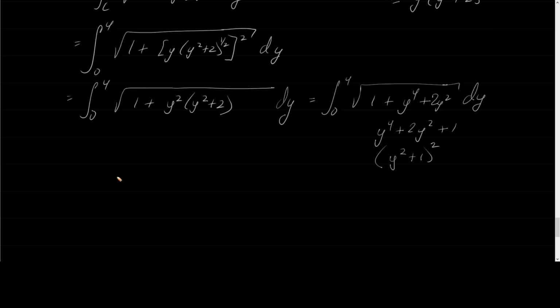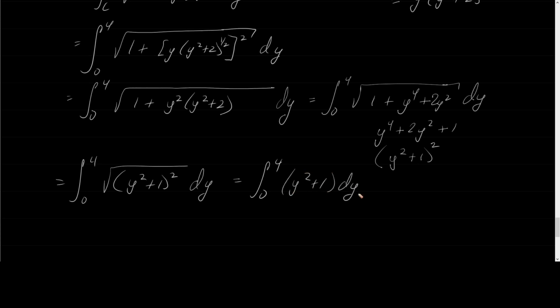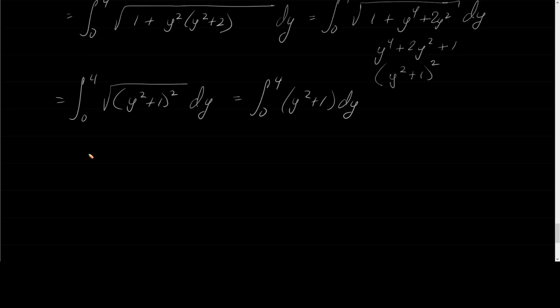So what we can do now is we can say we get the integral from 0 to 4 of the square root of y squared plus 1 squared dy. At that point, the square and the square cancel each other out. So all we really have here is the integral from 0 to 4 of y squared plus 1 dy. And if I go ahead and integrate, well, what do I end up with? I end up with y cubed over 3 plus y evaluated from 0 to 4.